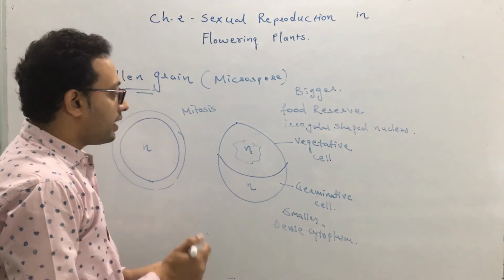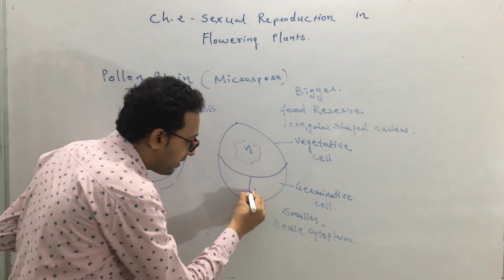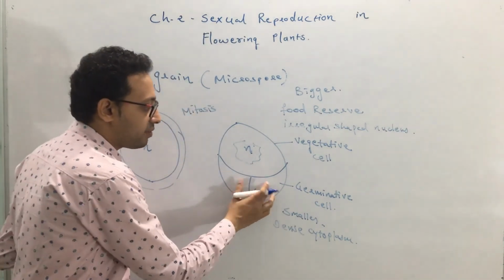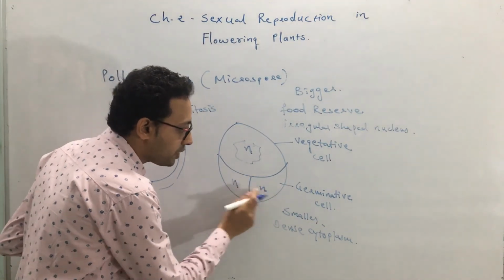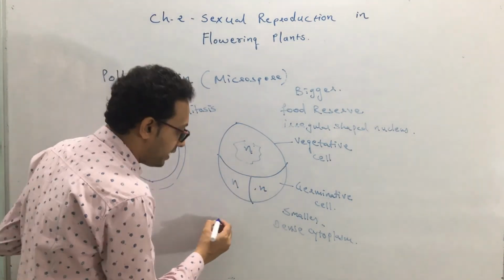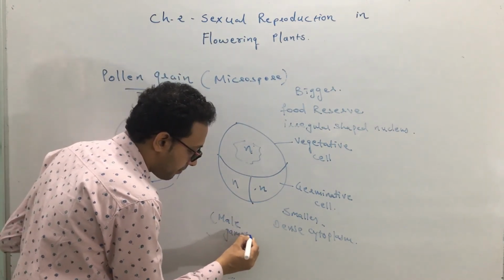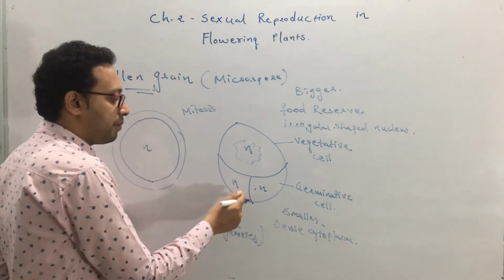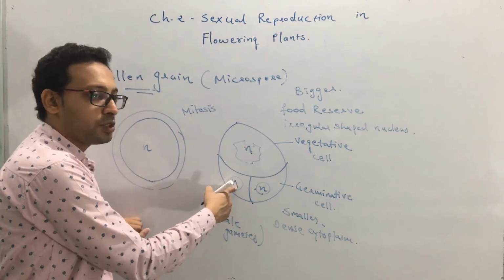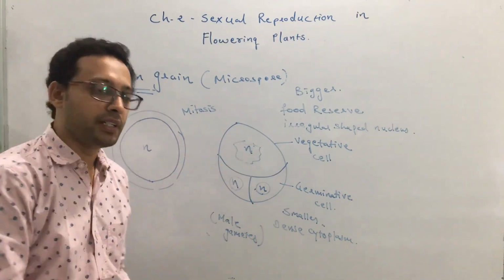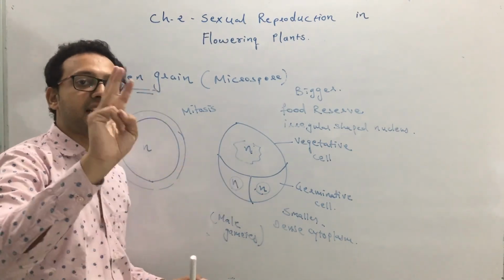But in 40% of cases, what happens? The germinative cell divides again and forms two cells. These two cells are what we call male gametes. And how many chromosomes does a male gamete contain? n number of chromosomes, each. That's why we have said gametes are haploid. It follows the rule. The male gamete is haploid. And this is a three cell condition.